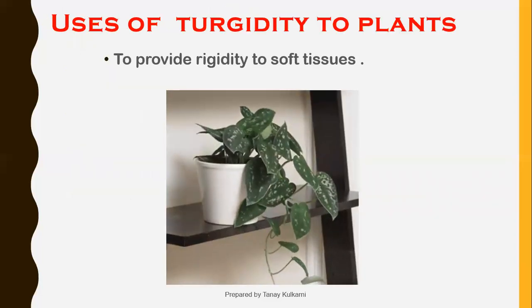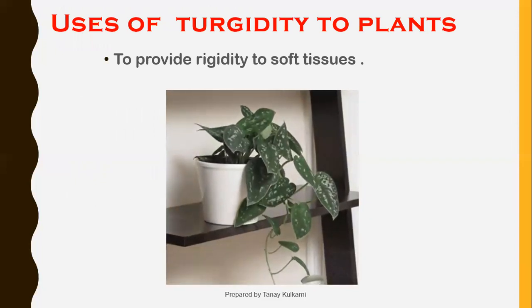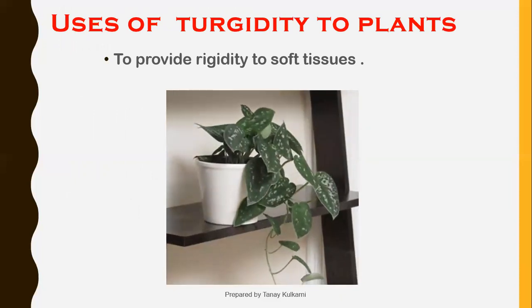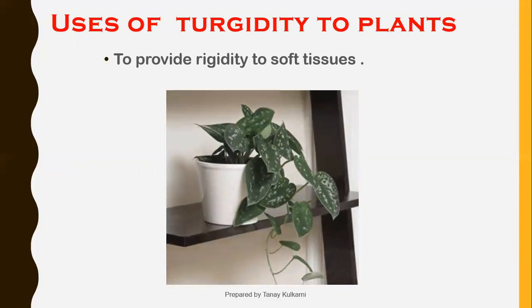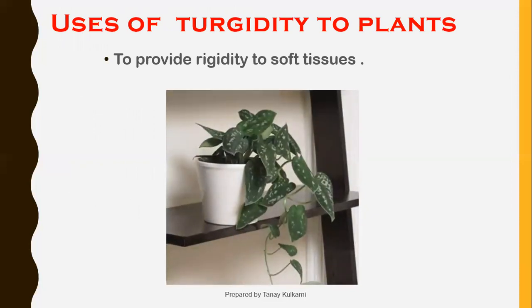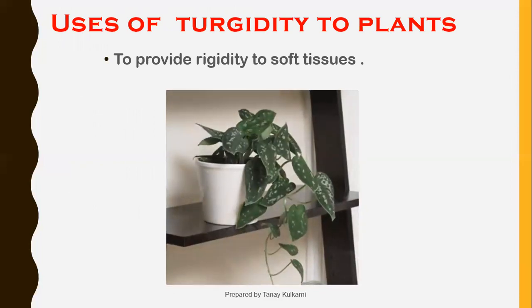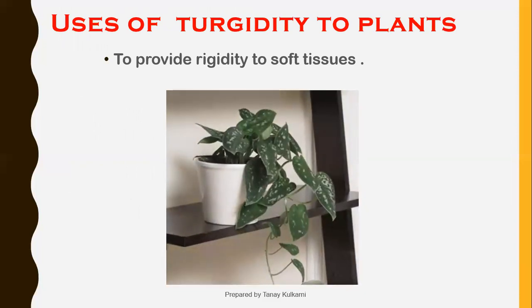There are certain uses of turgidity to the plants. If you can see, the first one is to provide rigidity to the soft tissues. Turgidity provides rigidity to soft tissues such as the leaf. When there is not enough water in the leaf, it will wilt, as you can see in this GIF. The petiole and the lamina will become loose and the leaf will droop down.